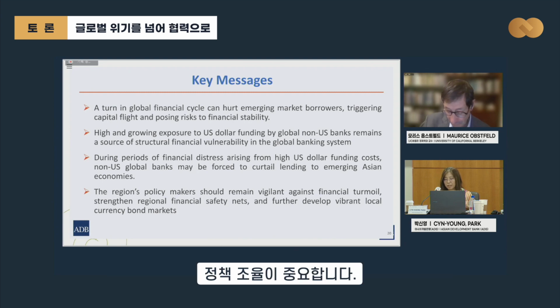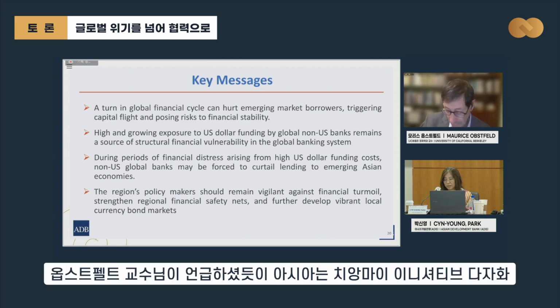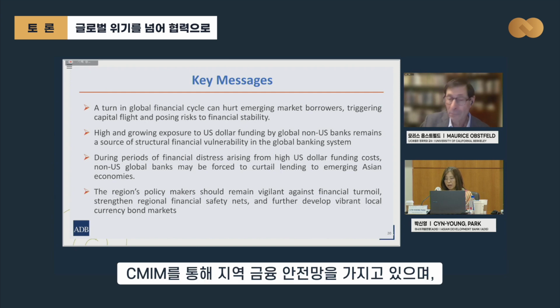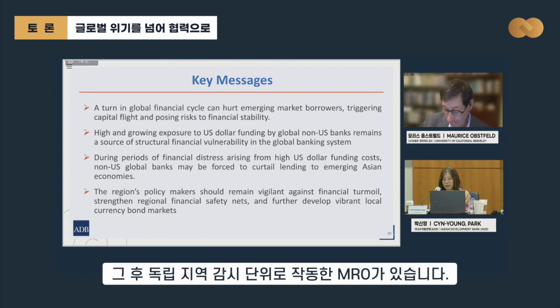And policy coordination is important. As Professor Obstfeld also mentioned, the region does have regional financial safety nets, with the Chiang Mai Initiative Multilateralization, CMIM, and the AMRO, which works as the independent regional surveillance unit.